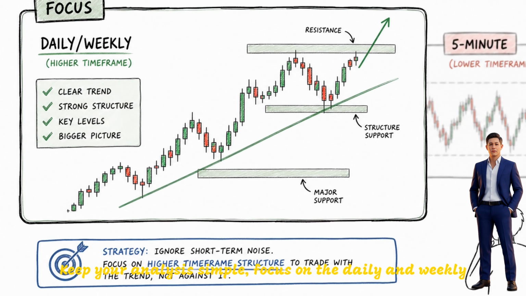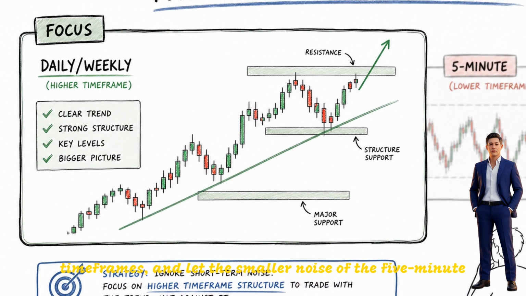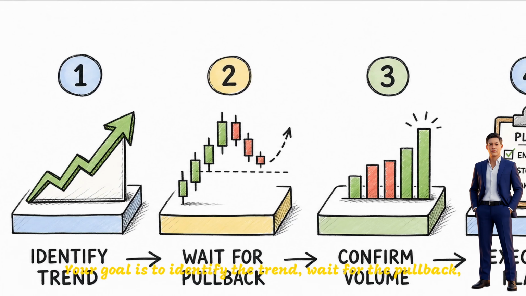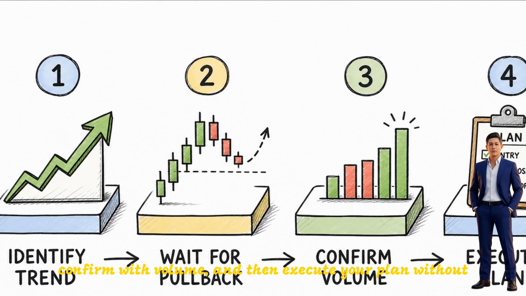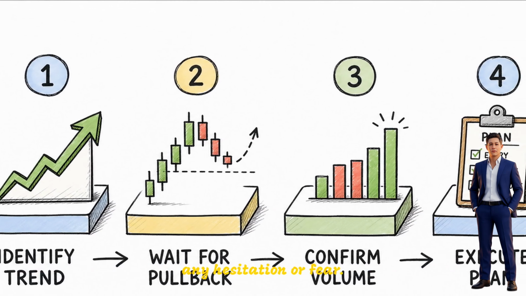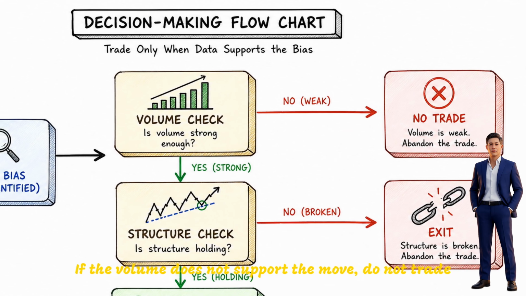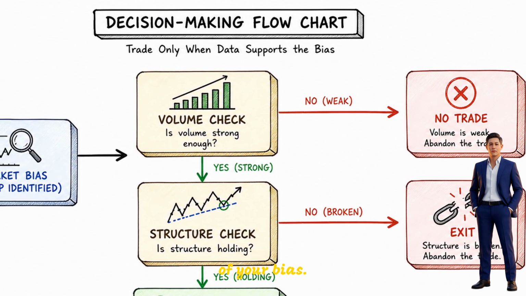Keep your analysis simple. Focus on the daily and weekly timeframes and let the smaller noise of the 5-minute charts fade away. Your goal is to identify the trend, wait for the pullback, confirm with volume, and then execute your plan without any hesitation or fear. If the volume does not support the move, do not trade it. If the structure is broken, do not hold it, regardless of your bias.